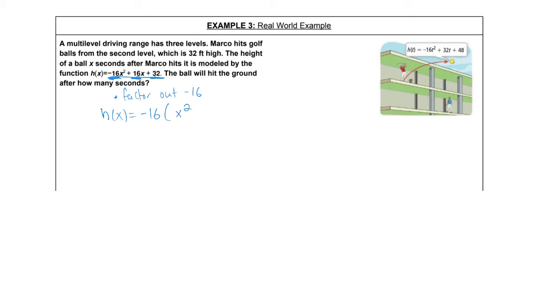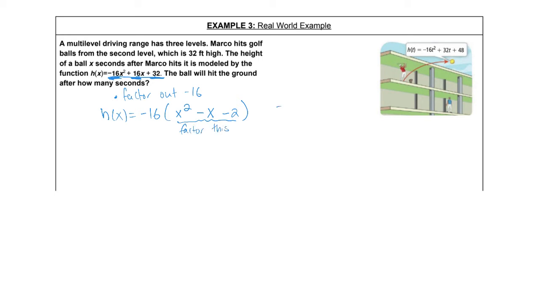16 divided by negative 16 gives me negative 1, so it would be negative x. So be careful on that. Make sure it's negative x because it's 16 divided by negative 16. And then 32 divided by negative 16 gives us negative 2. As you can see, this function is much easier to factor than the negative 16x squared plus 16x plus 32. All right, so we want to factor this.